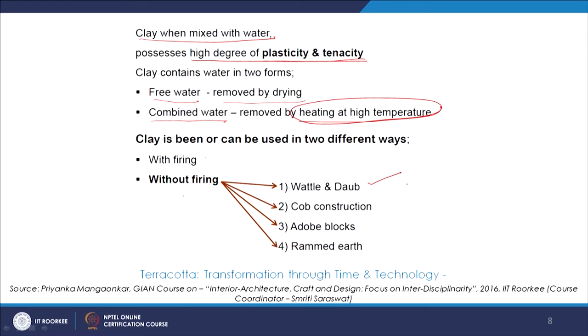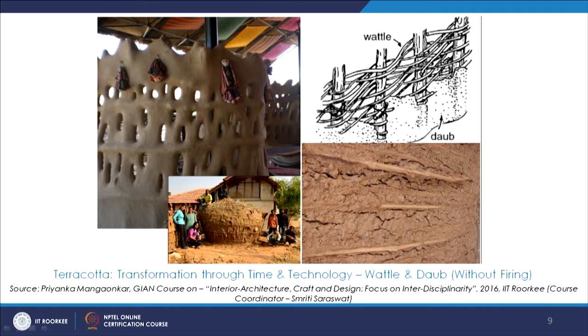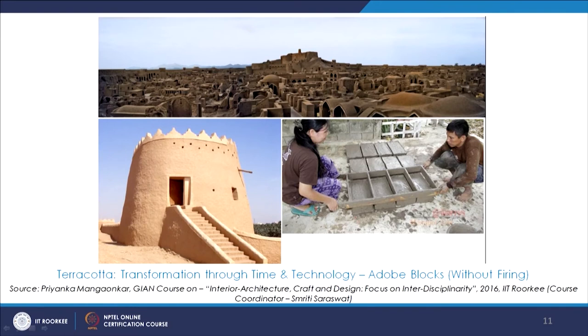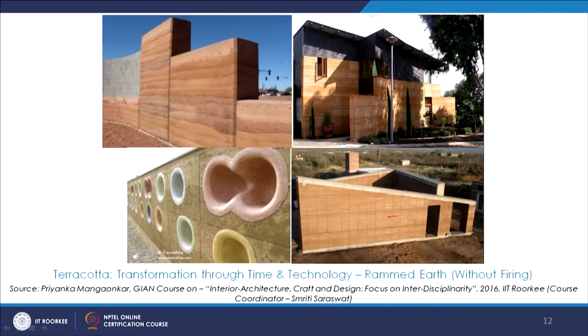There is wattle and daub, cob construction, adobe blocks and rammed earth. This is all when clay is not fired. Here we are seeing the wattle and daub. We see the clay over here. This is the cob construction. This is adobe blocks, so adobe blocks are being made over here. There are two processes here also, the dry and the wet, so that's adobe. And here we see the rammed earth construction. All of these are examples of when we are not firing the clay.